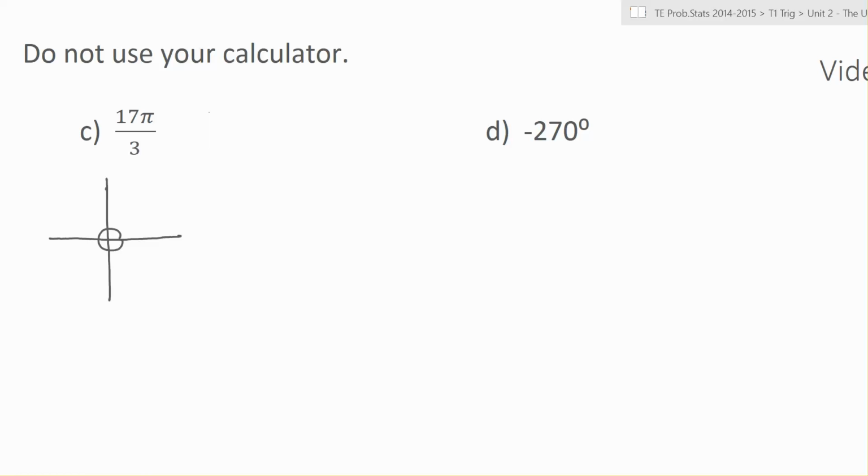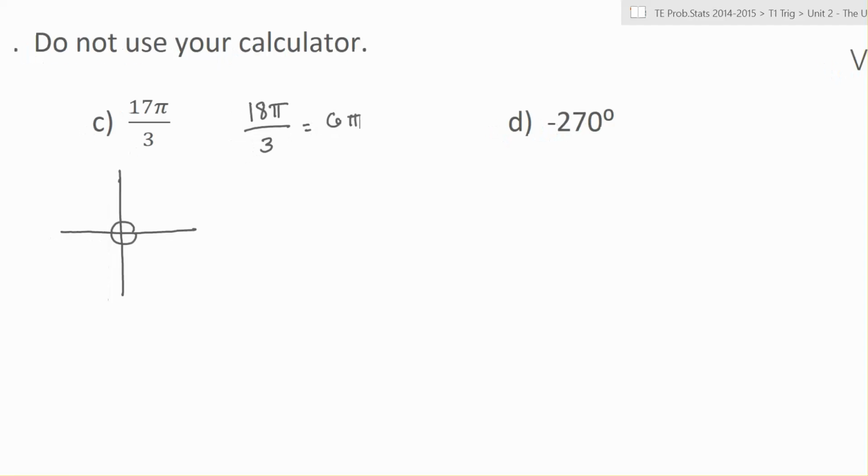I know that it's more than one full rotation, because one rotation would be 2 pi, and that's smaller than 17 pi over 3. I want to convince you of this. 18 pi over 3. What does that reduce to? Well, it reduces to 6 pi. 6 pi is 3 full rotations, right? Because it's 3 times 2. That gives us 6. So we should notice that our angle is going to be maybe just a little less than 3 full rotations by a third.